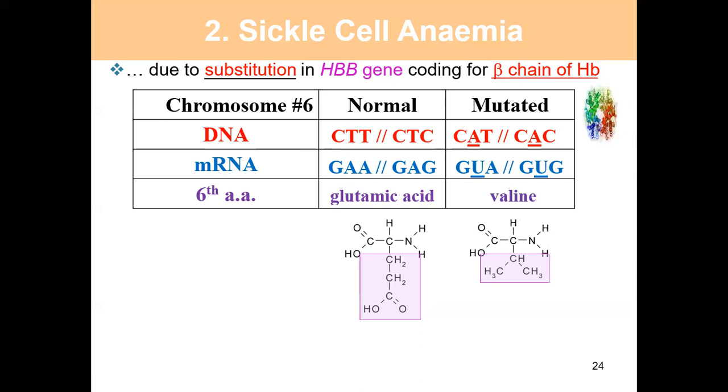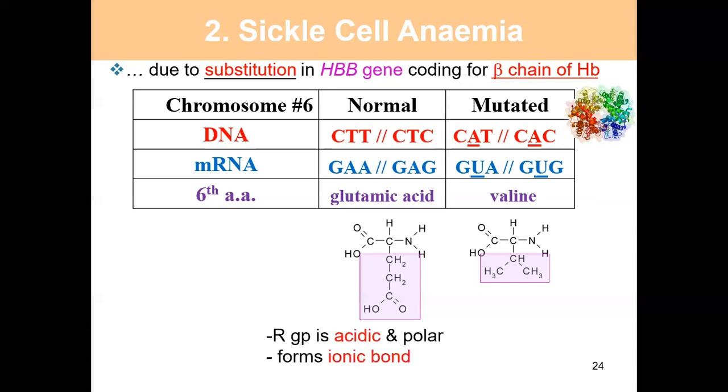It becomes valine. So originally it's glutamic acid, right? This is glutamic acid, COOH, carboxylic acid. So it can form a negative charge and ionic bond. Now it's replaced with valine. Valine actually has a hydrophobic R group. Cannot form ionic bond. So the original ionic bond will be broken. The entire structure of this beta chain of hemoglobin will change to become fibrous. Okay.